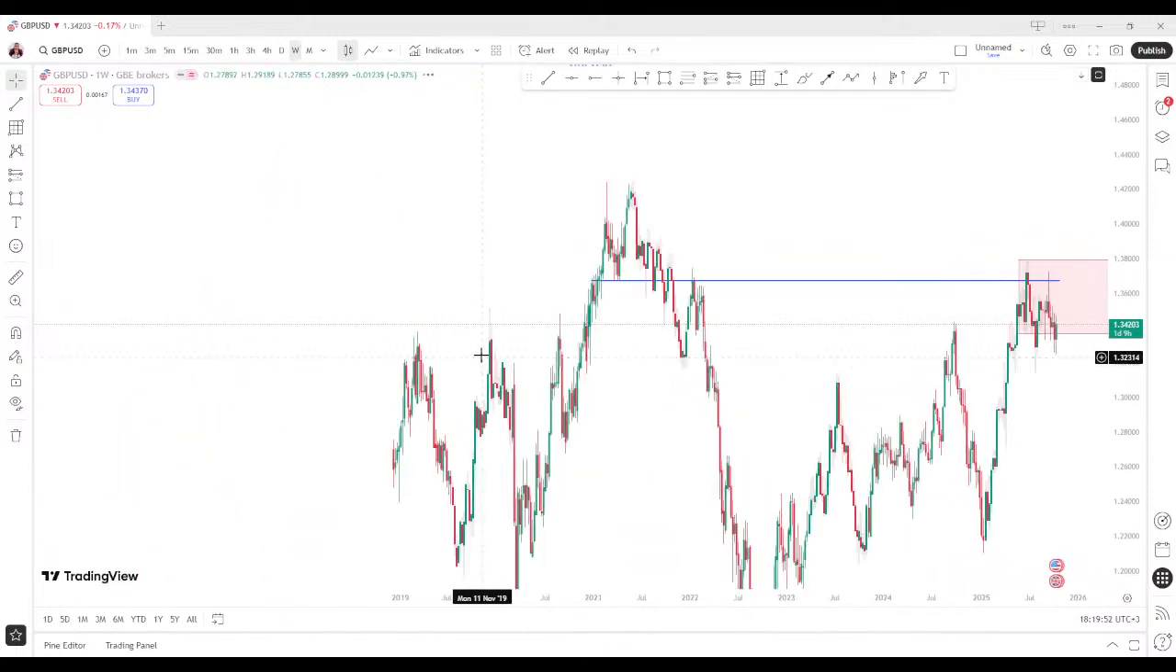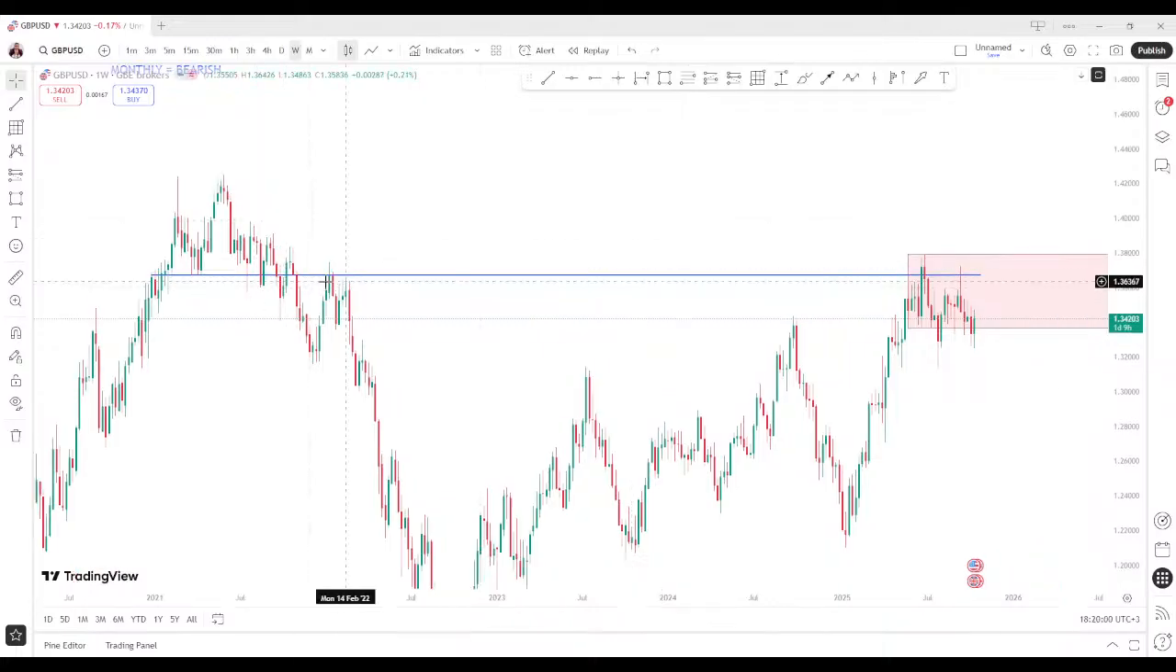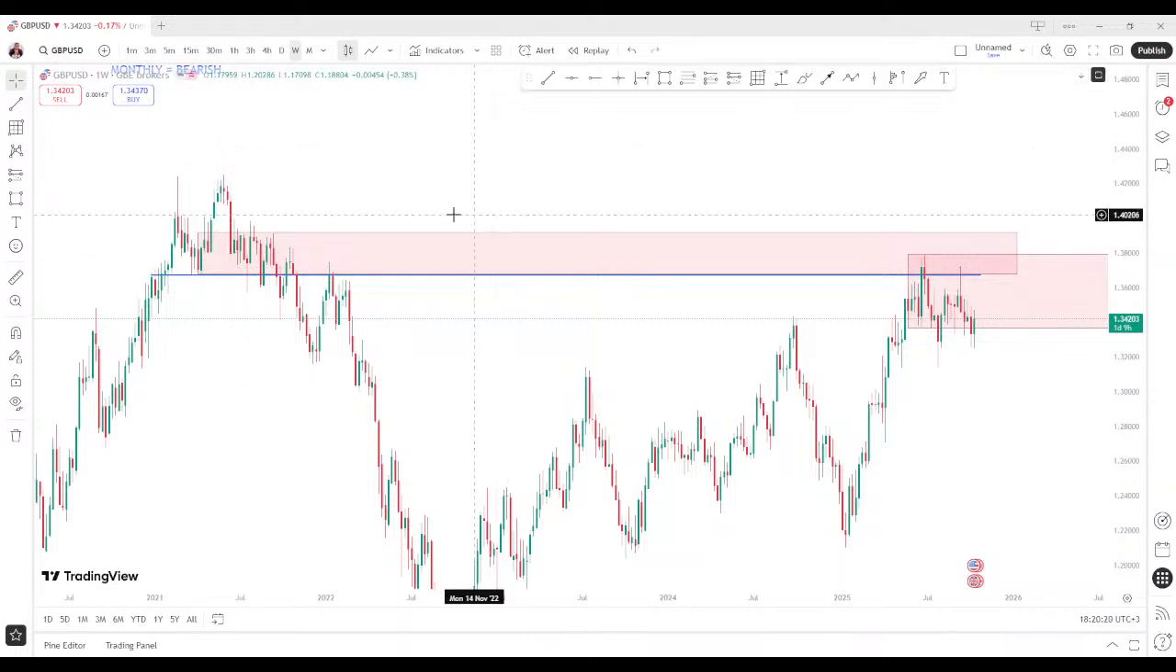This is what some other people call head and shoulder. So where is our QML level? This is where we have our QML level. And if you check, you can see that we also have another breaker block here. And this is where the market bought from. This sell is coming from this area here. So from where the market is, we don't have any other business of this market going up.